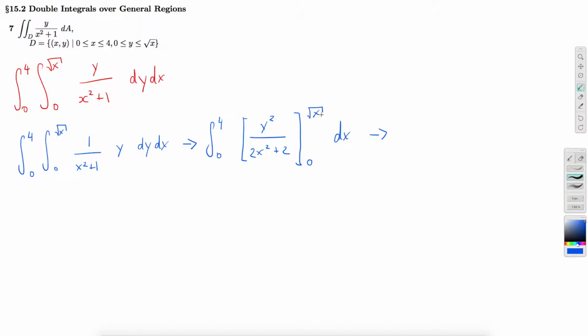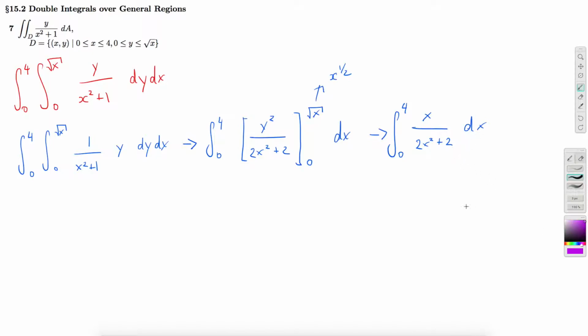Then I have to sub this into here. Remember that this is the same thing as x to the half. So when I sub this into here, I'm just going to be left with x. So I'm going to be left with x, and I need this for 0. Over 2x squared plus 2. And I'm going to differentiate this with respect to x now.